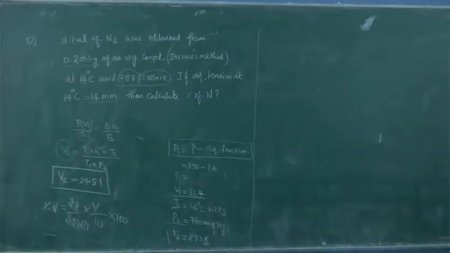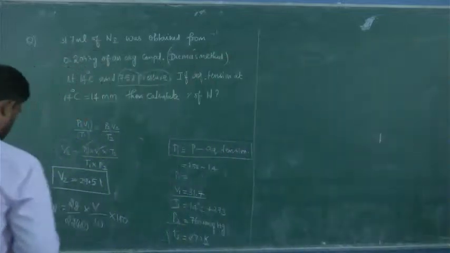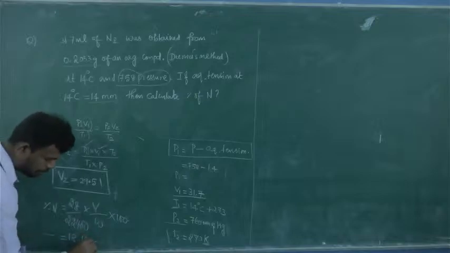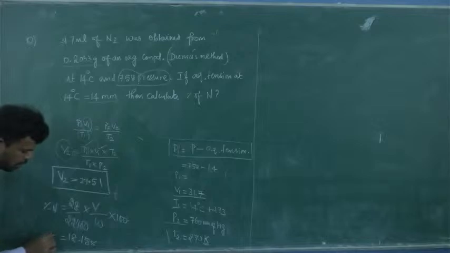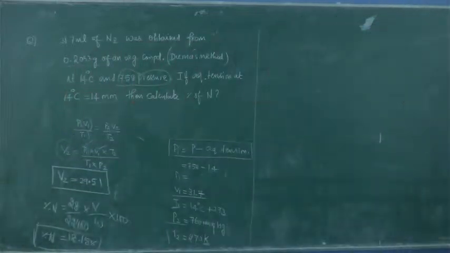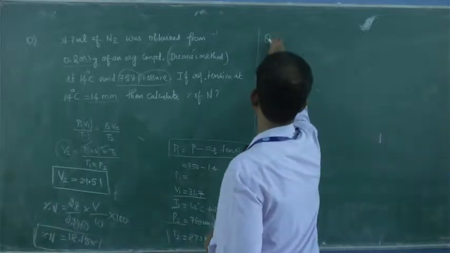But in Dumas, if asked what formula nitrogen is liberated as, what is the answer? N2. Whereas in Kjeldahl, if asked how it is liberated, the answer is ammonia. That is the point you have to remember. Is it clear? So the answer for this is going to be percentage of nitrogen 18 point something. Okay. The next question is. Next question.